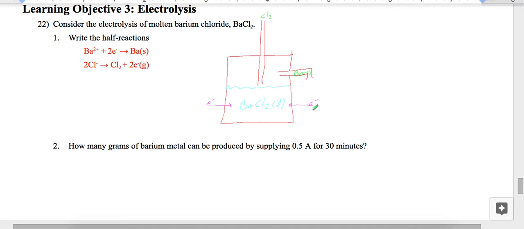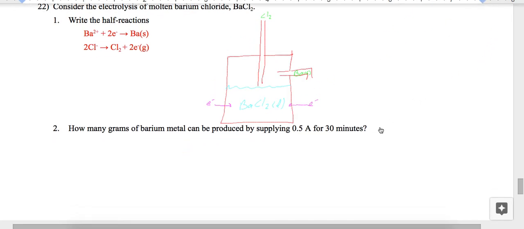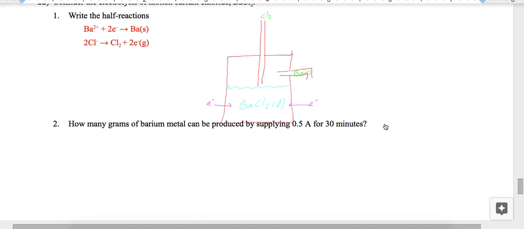Our lab is electroplating, and it's still the same concept, only rather than gathering pure samples of different elements, we're putting one of these things onto a different one. And we'll do that in the lab. Anyway, when we have this here, can I get enough on there? I think I can. I want to leave this up here while I do this problem.